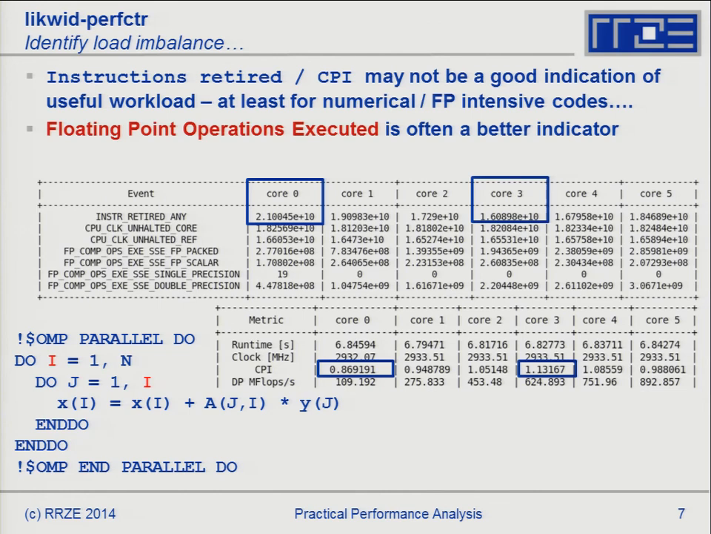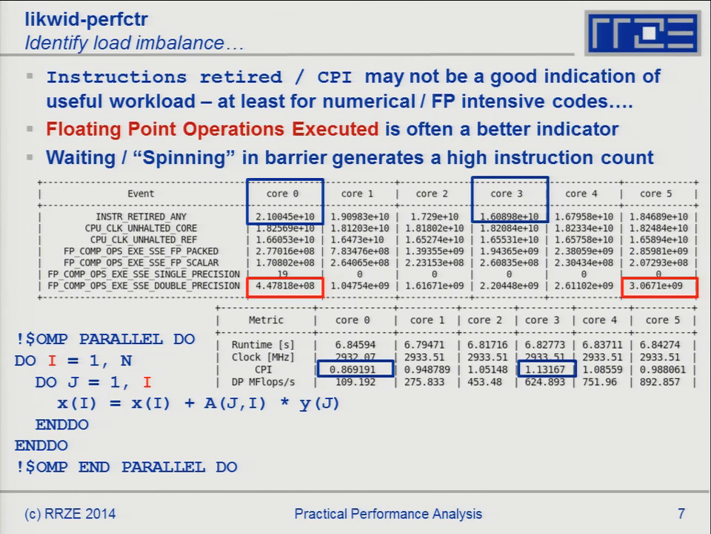So instructions retired is not a good metric. When a core spins on a variable, waiting for it to increase or decrease, it executes a lot of instructions. See that here. In a sense, it's very efficient. It utilizes the CPU, so the CPI value is low, but it doesn't do useful work. Most of the work is not floating point. So what we have to look at is the actual useful work. And this is, in this case, floating point instructions or operations.